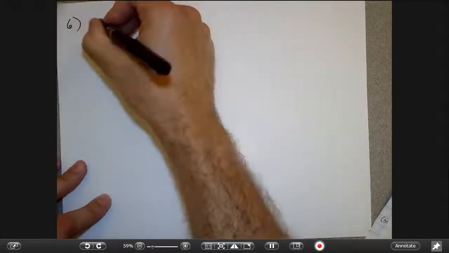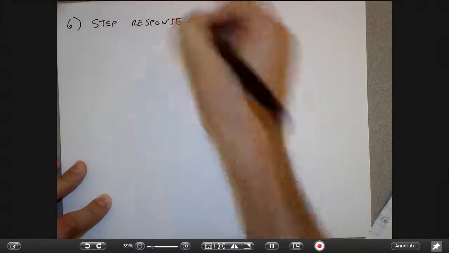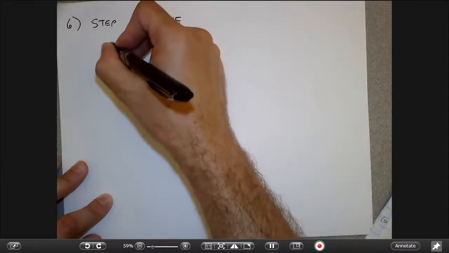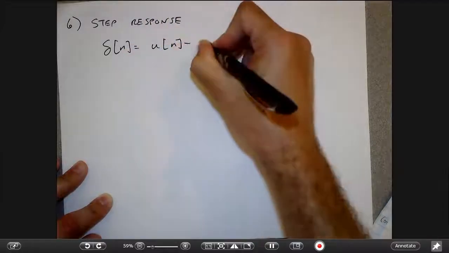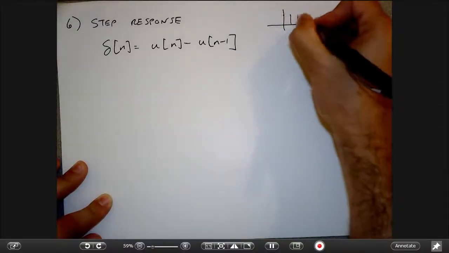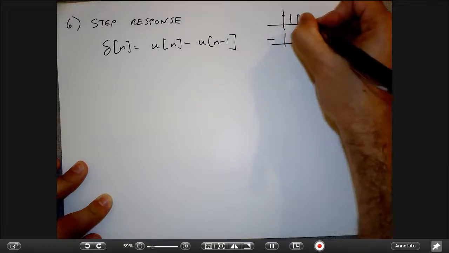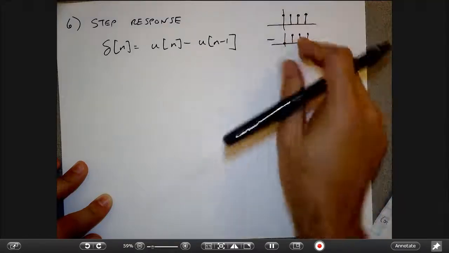One thing I mentioned in passing is the step response. Remember that the step function, which we talked about last time, is related to the delta function as follows. If I take the step function and shift it over by 1, and I subtract them, I get the delta function.